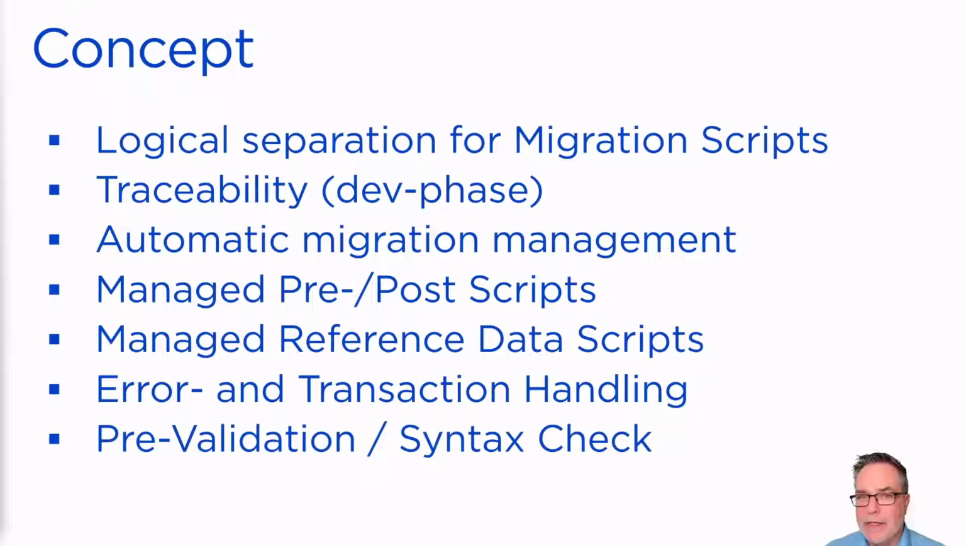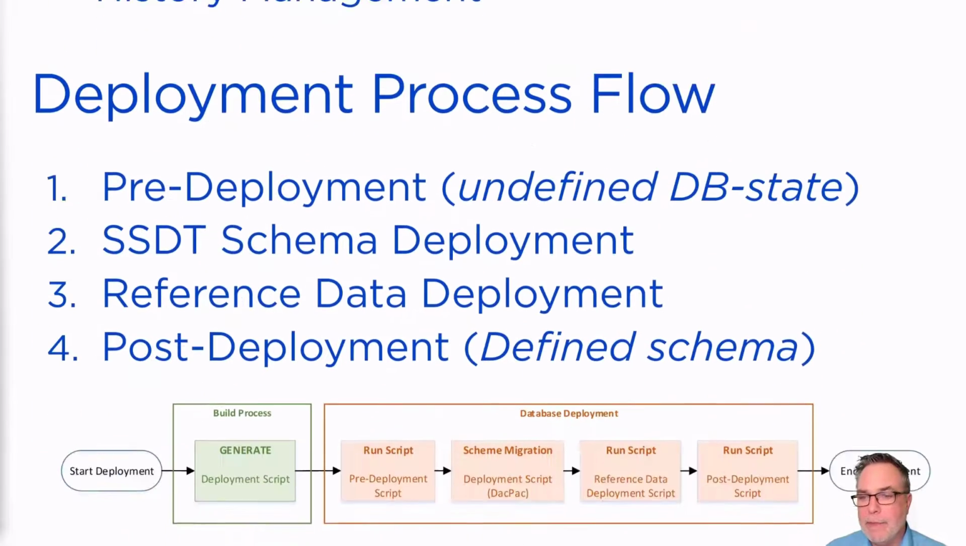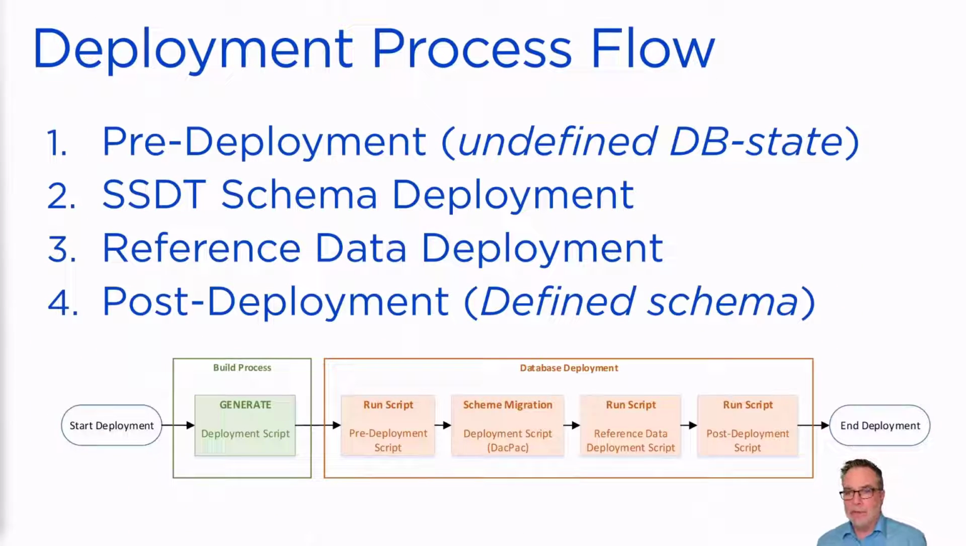Okay, so let's do that. How could that be done? In this deployment process flow, we have those hook points. And what we do is we use these two hook points to inject our custom script logic. So we build the whole deployment script, and during the database deployment, the hook point is executed for the pre-deployment. Then the schema migration, this is fully automatically done by SSDT. And then we need to run our post script. And here we have a separation between the reference data deployment scripts and the post deployment scripts.